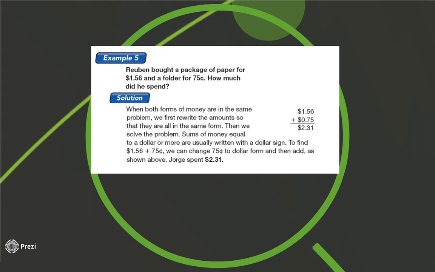In example number 5, Ruben bought a package of paper for $1.56 and a folder for 75 cents. How much did he spend? So what you're going to do is change 75 cents into dollar form, which is 0.75. Then you line up the decimals like they did here, and then you add. And what you get is $2.31.